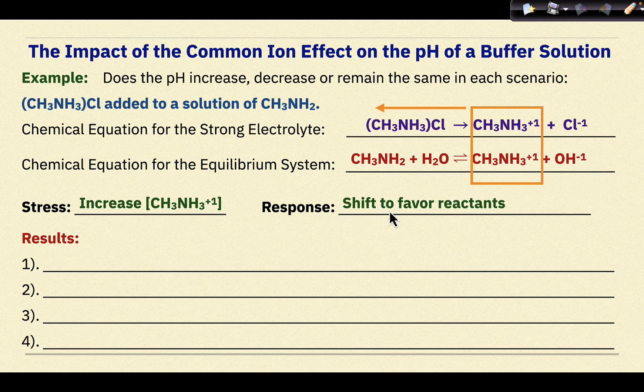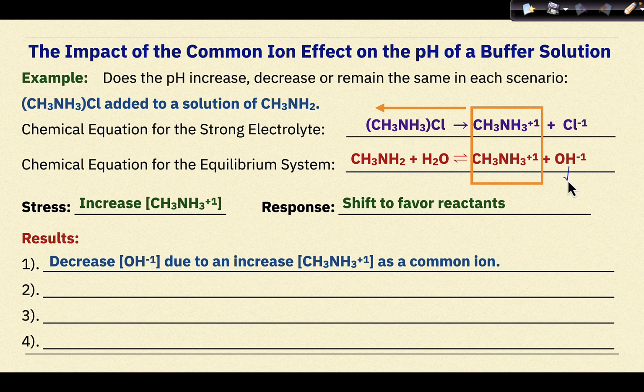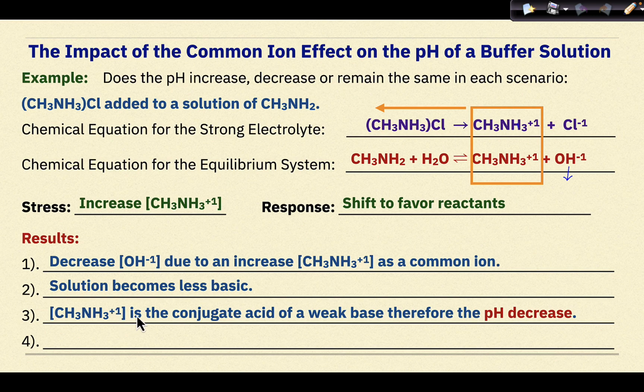So the response is a shift to favor reactants. As a result, there will be a decrease in the concentration of hydroxide ions due to an increase in the CH3NH3+1 as the common ion. So our concentration of hydroxide ions will decrease. The solution will become less basic. The CH3NH3+1 is the conjugate acid of a weak base. Therefore, the pH will decrease, so the solution becomes more acidic. Overall, the pH of this system will decrease.